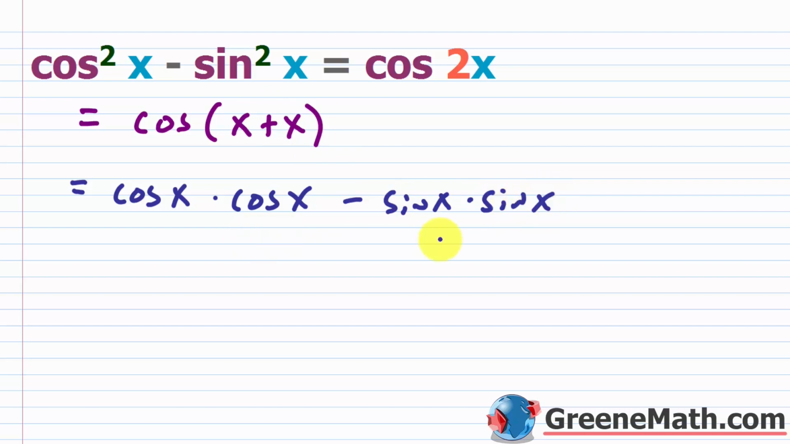Once you write it like this, it's clear that this is going to match. Cosine of x times cosine of x is the cosine squared of x, and then minus, sine of x times sine of x is sine squared of x. And now I can see that this side matches this side: cosine squared x minus sine squared x. So I can put my check mark there and I'm done.